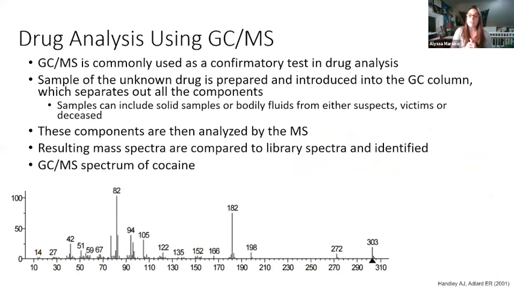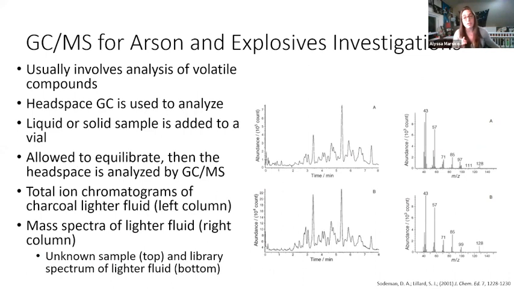We all know that we can use it for drug analysis, right? In this case, this is the mass spectrum of cocaine. So we can uniquely identify any drug sample. We can run it through a library search. We can identify it. Also works great for arson and explosives. Arson, because most of our accelerants are very volatile chemicals, so they automatically already go into the gas phase. Very easy to analyze with GC mass spec.